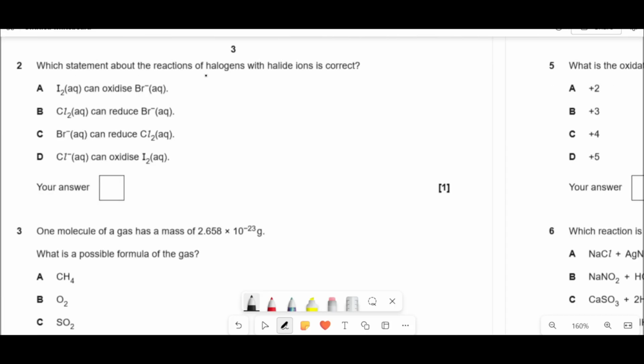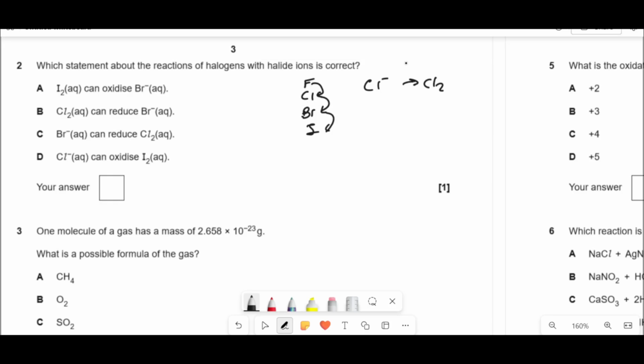Which statement about the reactions of halogens with halide ions is correct? Halogen is an element, remember. Halide is where they've gained an electron. The general rule of thumb is F, Cl, Br, I: this can displace this, can displace this, but you can't go back up. So if I have Cl minuses, F2 can swap for those. So if this is swapping for the Cl minuses, you start with Cl minus and become Cl2.